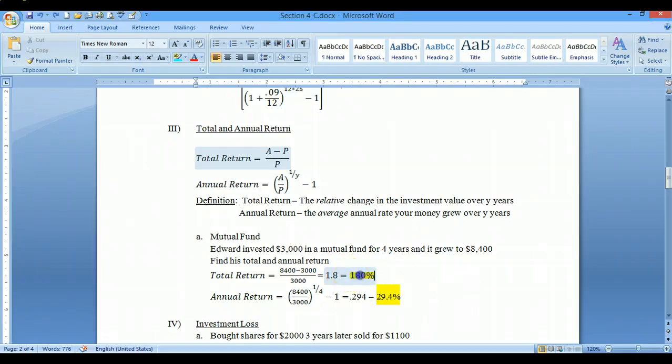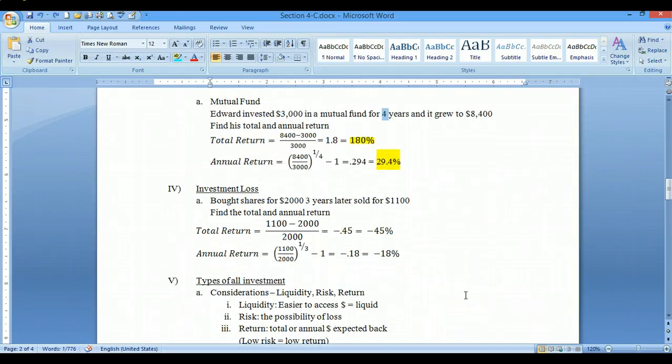So in the 4 years, this investment more than doubled. Remember, 100% is doubling. So to double this, 100% increase would have been a $6,000 final amount. In this case, I have 8,400, which means it is more than doubling and actually almost tripled. But every year, it grew almost 30% over the 4 years.